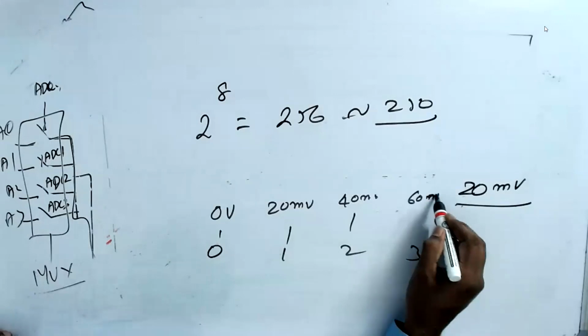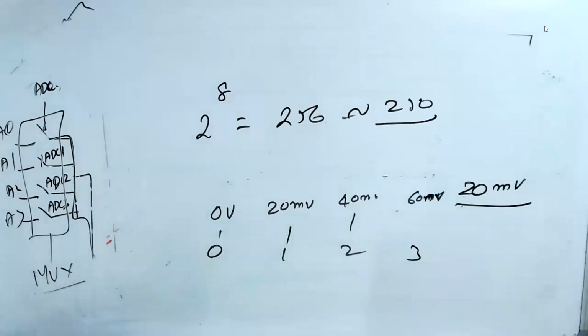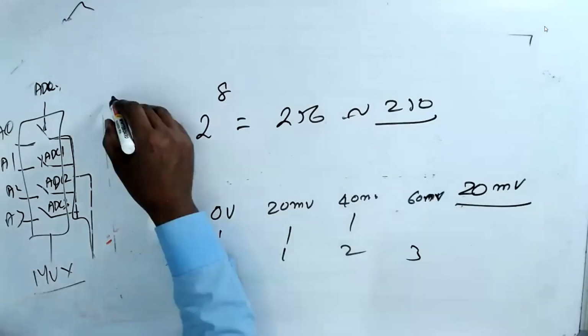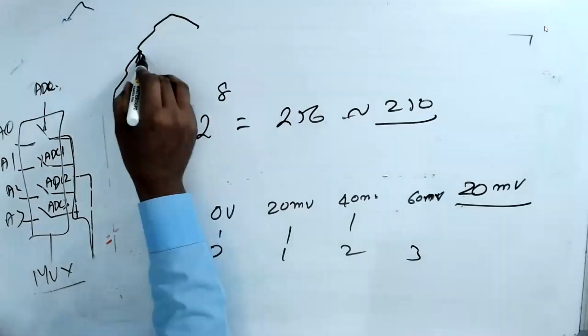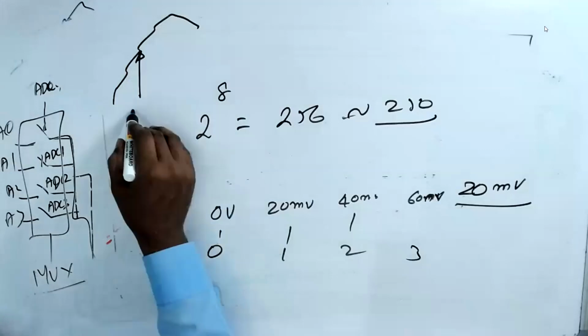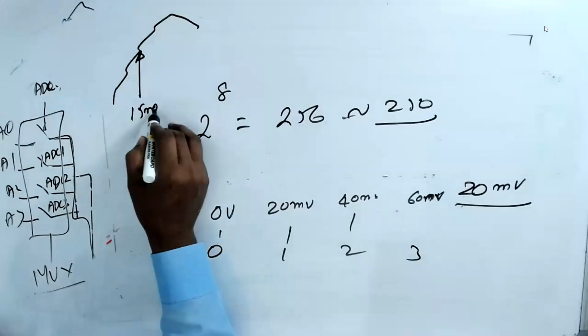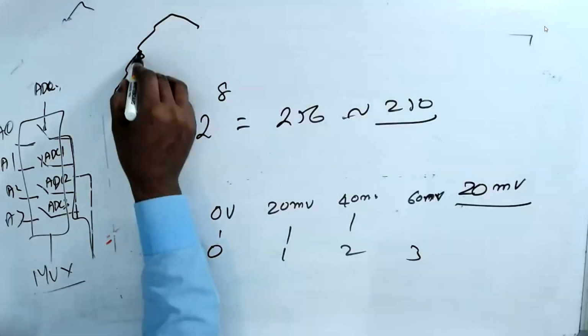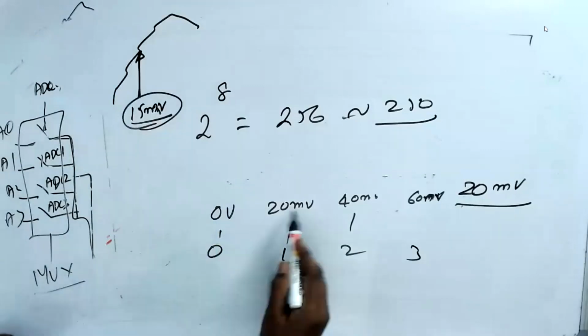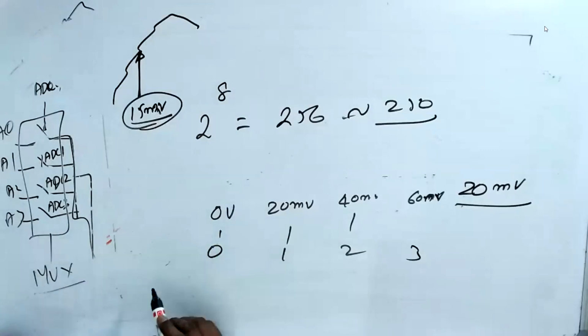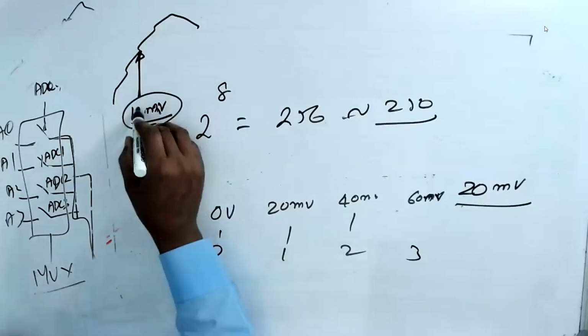Suppose I have a sample and I take a voltage that is 15 millivolt. Assuming my voltage is 15 millivolt, then it's not there, so there's an error. If my value is 10 millivolt, I will take it as 20 millivolt. So the error will be 10 millivolt.